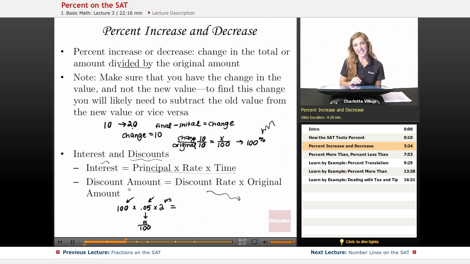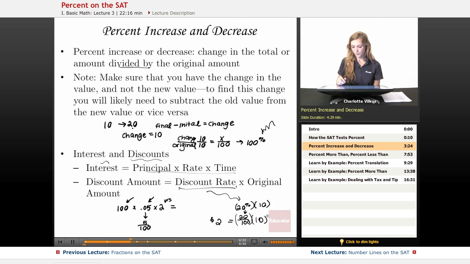So to find the amount that we're discounting something, we take the discount rate times the original amount. So here, if I'm discounting all of my clothes at 20%, I can figure out how much off I'm going to get by multiplying this by the original amount. So if something costs $10 and it's 20% off, I can figure out how much less it's going to be by taking my discount and multiplying it by my original. And then I'll get that I'm going to be able to take $2 off.